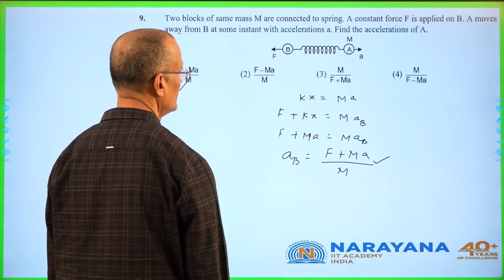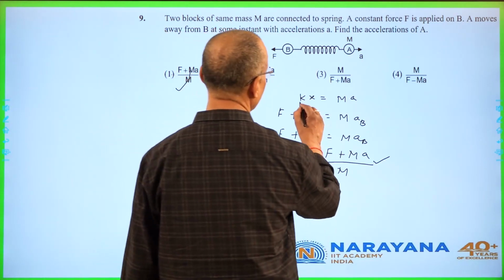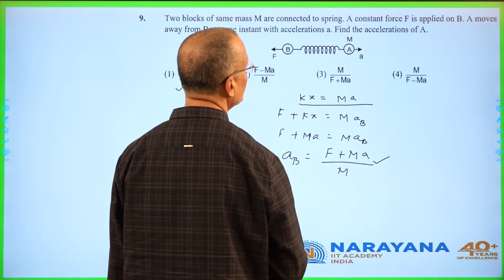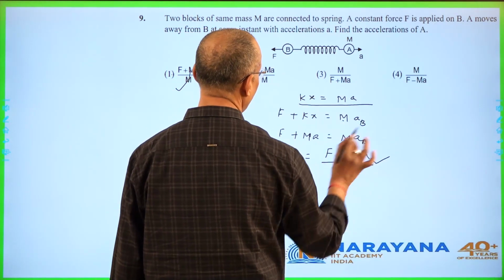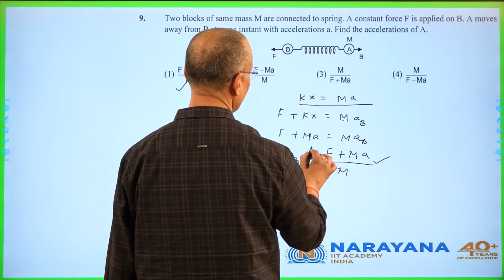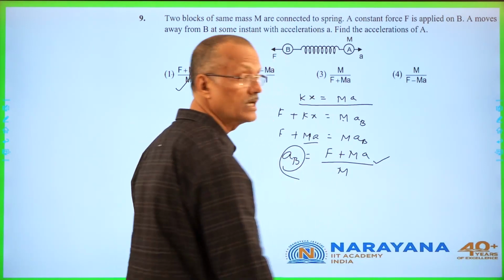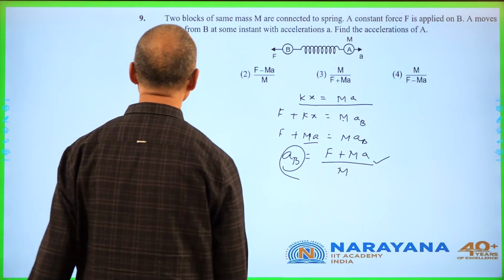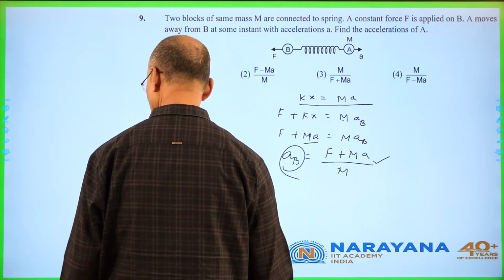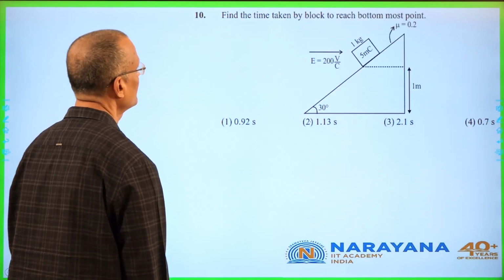Clear to you? You have taken kx equal to ma, F plus kx for B will become m a_B, kx value you have substituted as ma, and you are getting acceleration F plus ma by m. First will be the answer for question number 9. Let us move now to question number 10.